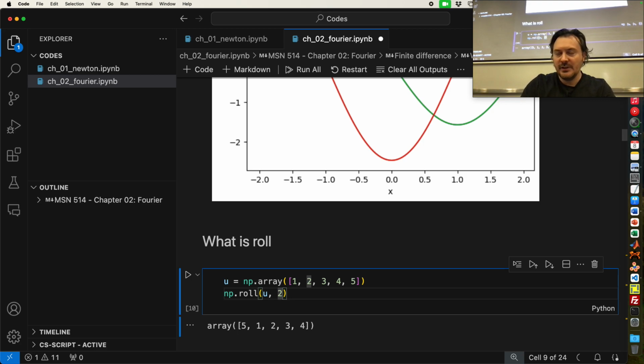Cyclic permutation, very good. Or MATLAB version is circular shift. Circshift, do you remember that?